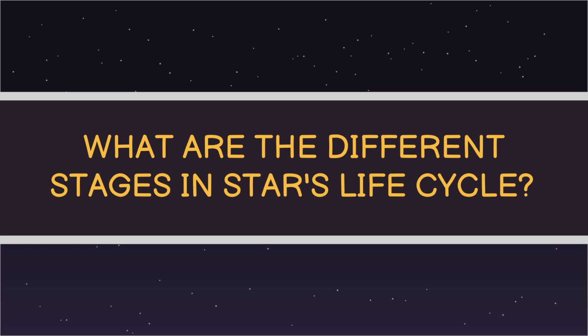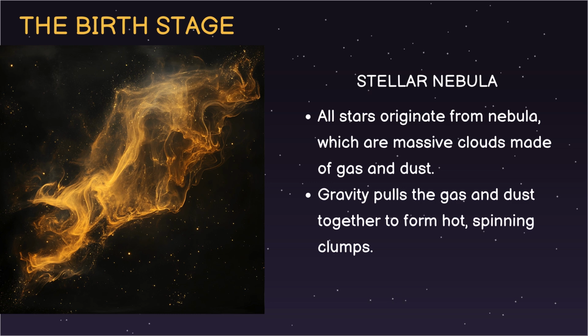And now, let's take a closer look at the different stages in a star's life cycle. In the birth stage, all stars originate from nebulae, which are massive clouds of gas and dust. Gravity pulls the gas and dust together to form hot, spinning clumps.